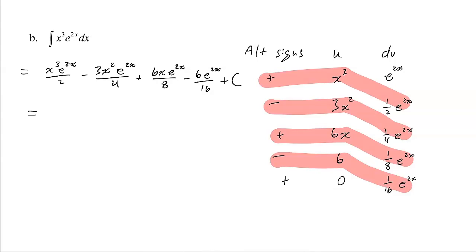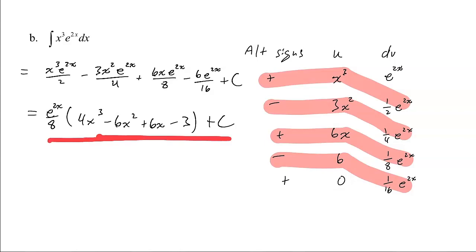They may factor out a, let's see, what would it have to be? 1/8, and they will probably even do an e to the 2x, because it makes this a little bit nicer. So let's see, that would be 4x cubed minus 6x squared plus 6x minus 3 plus c. This is more than likely how they will write it on a multiple choice answer.